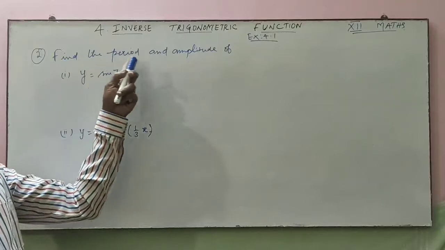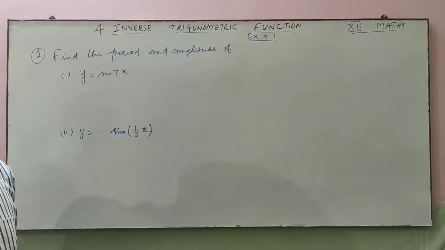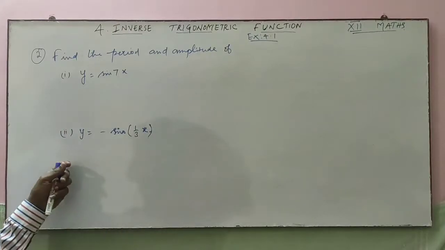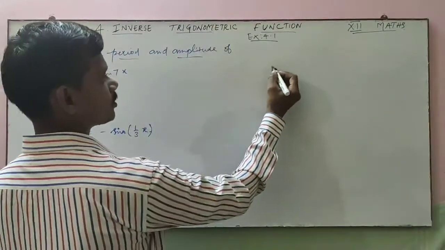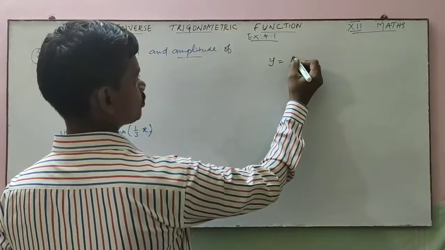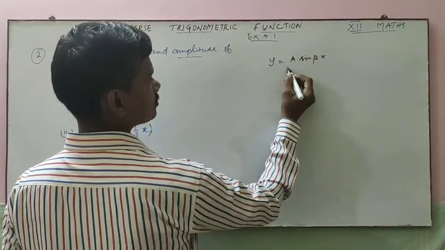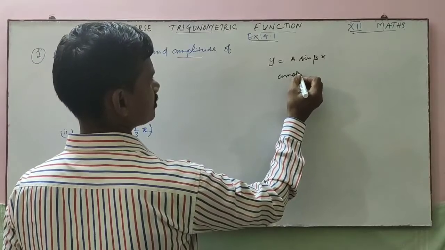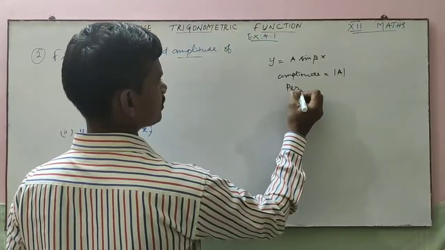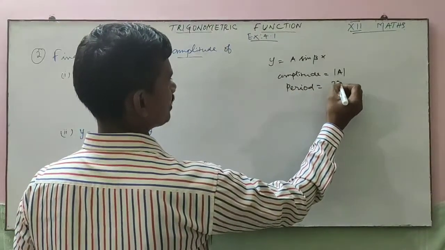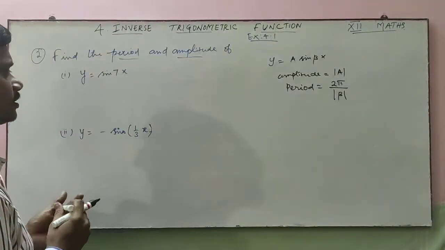The second sum, find the period and amplitude of y is equal to sin 7x. Here we have three sums. In the first sum we have y is equal to sin 7x. I already explained the formula to you, for y is equal to a sin beta x. The formula to find the amplitude is modulus of a, and the period is 2 pi by modulus of beta. So I am going to use this formula here.